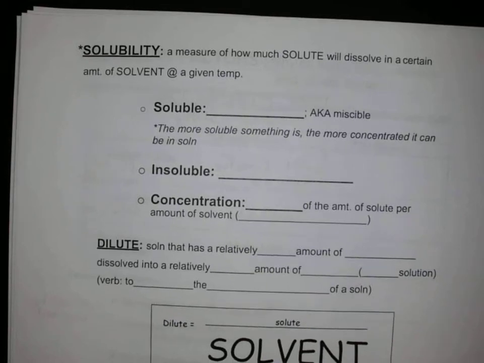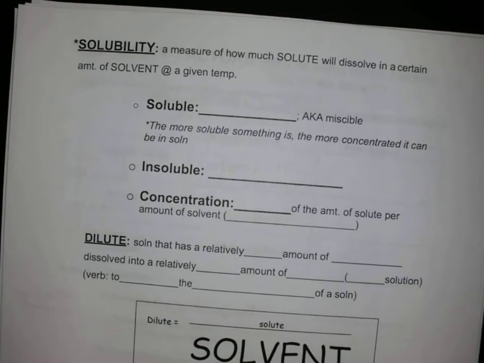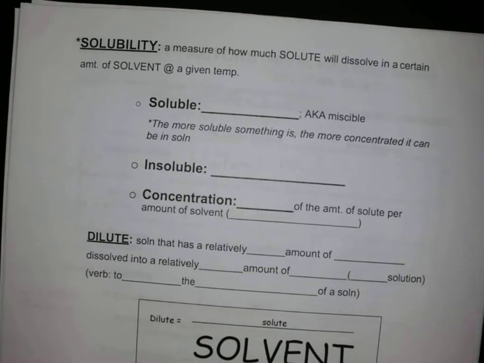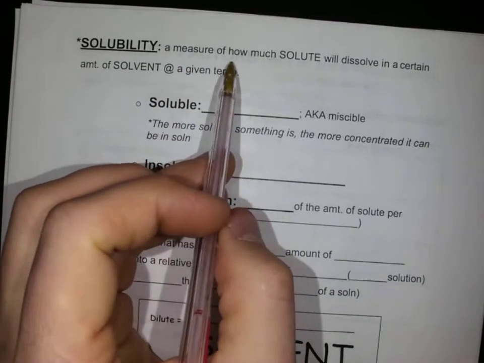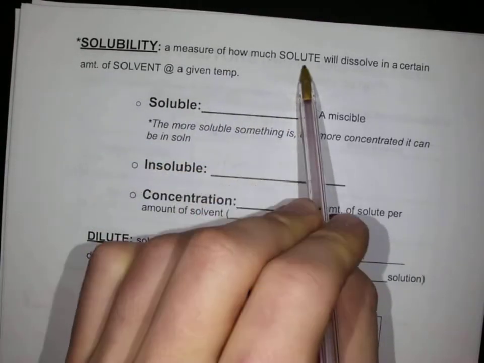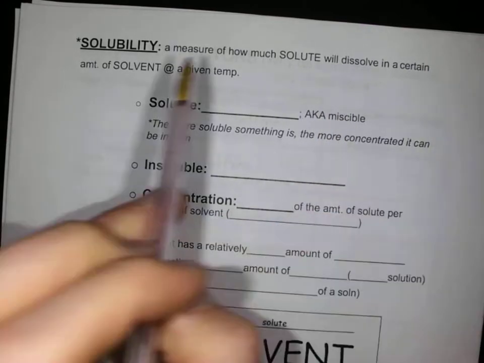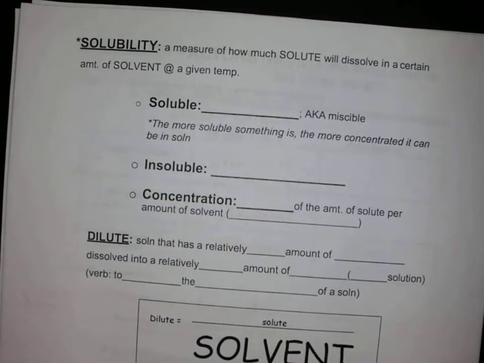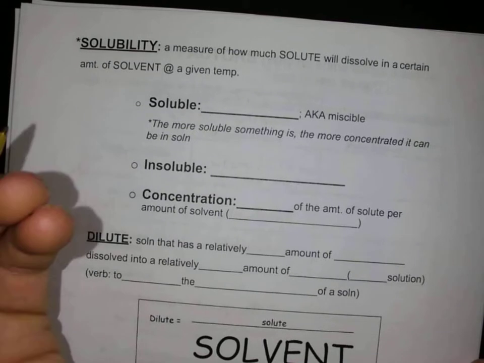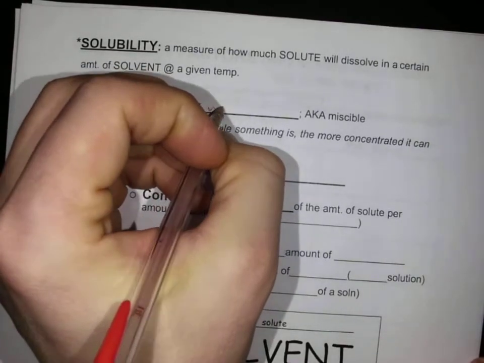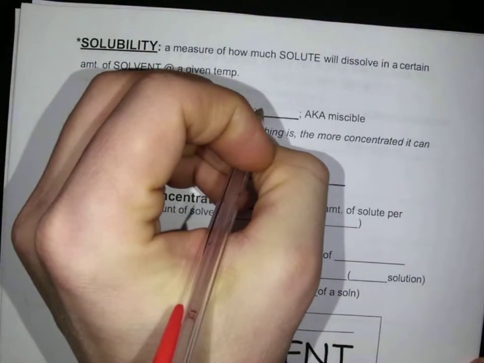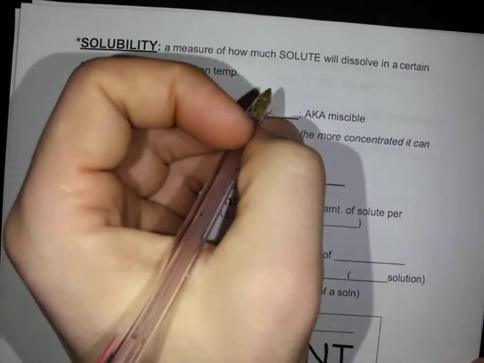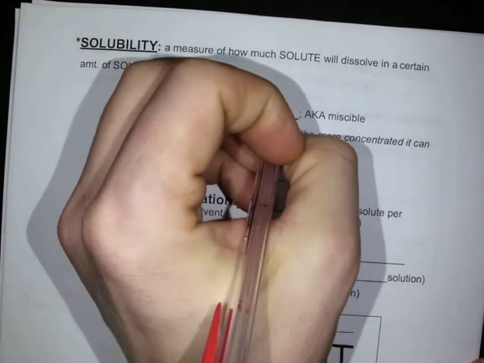All right, so now let's talk about our solutions and our solubility. Solubility is a measure of how much solute, the small part, will dissolve in a certain amount of solvent, the large part, at a given temperature. So if we say something is soluble, it will mix, it will dissolve.